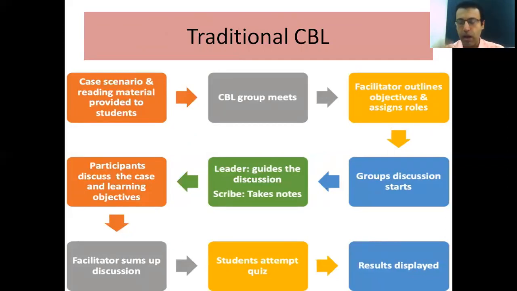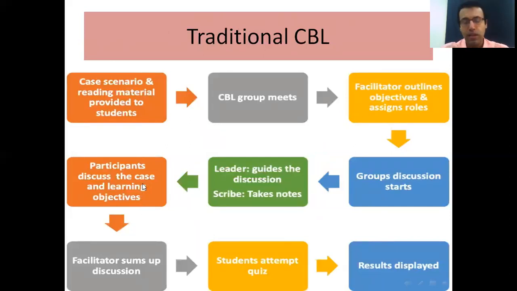Mainly assign the leader for the discussion of the students and the scriber for the discussion of the students, and maybe a timekeeper for this discussion. Then group discussion will start. The leader guides the discussion and the scriber will take notes. After that, participants discuss the case and the learning objectives with each other.